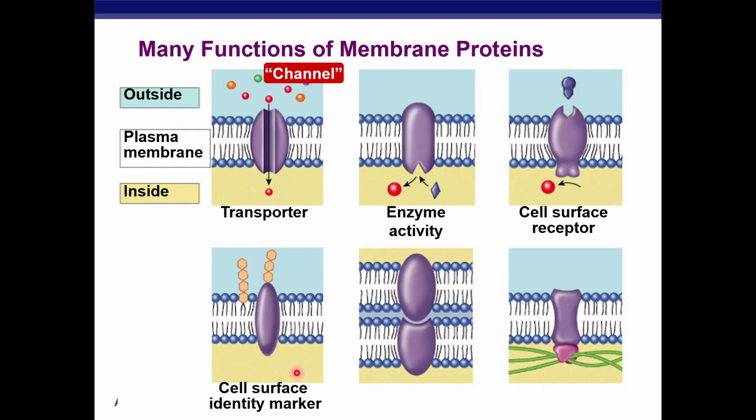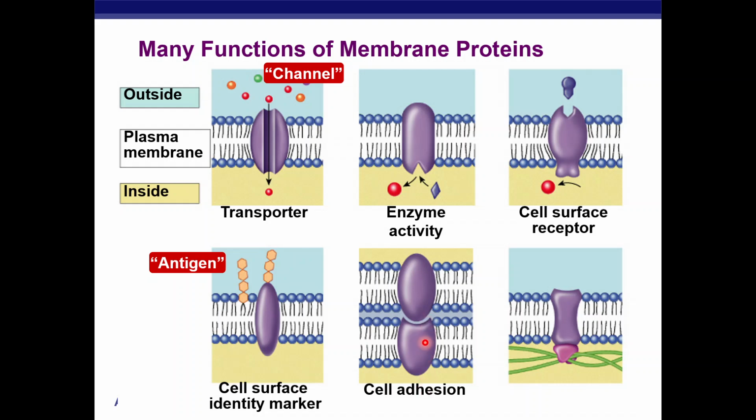Cell surface identity marker. We know these as antigens. This is like the little name tag. If this were a red blood cell, then this might be a B antigen to identify that cell as type B blood.